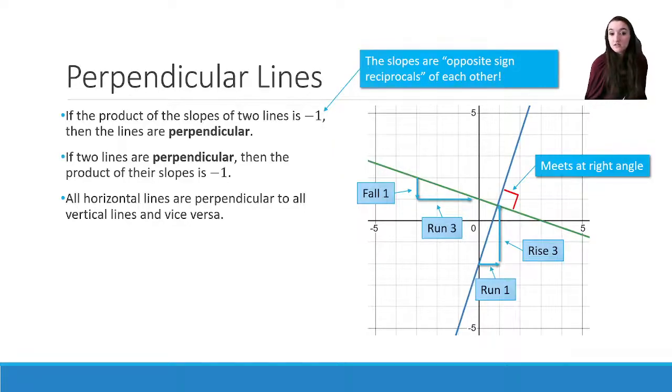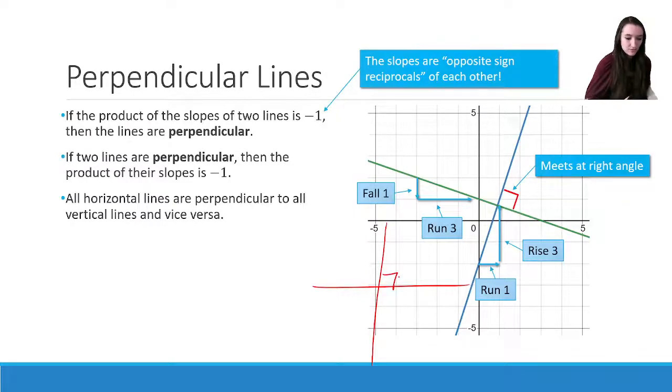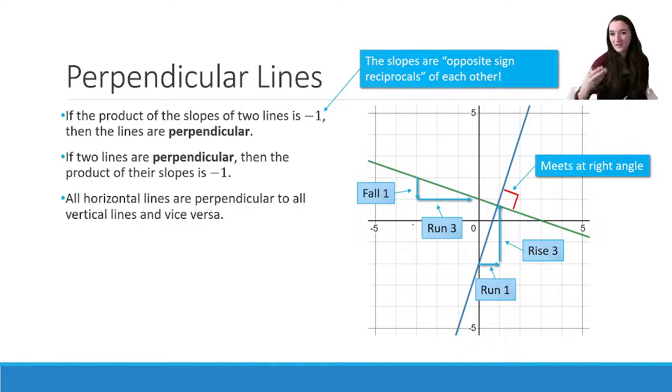So we can also say, because we know about this meeting at a right angle property, all horizontal lines are perpendicular to all vertical lines and vice versa. Because horizontal versus vertical, they're meeting at a right angle, even though the way I drew it maybe doesn't look like it. But we can see on our graph all of these grid lines, they're meeting at right angles. And so they are perpendicular to each other, even if it's hard to say they are the opposite sign reciprocals because one of them has that division by 0 and is undefined and all of that, but we can see that they present that property.